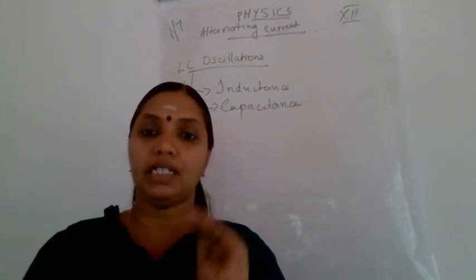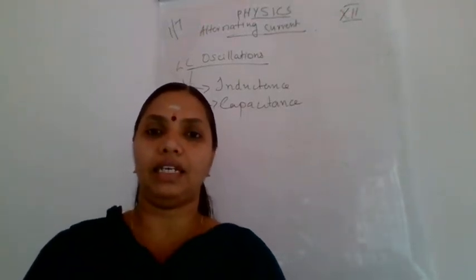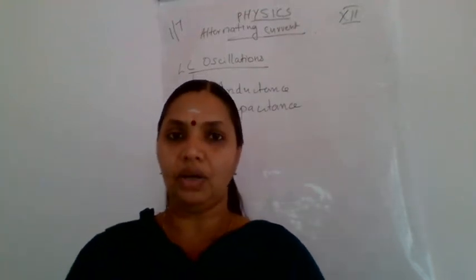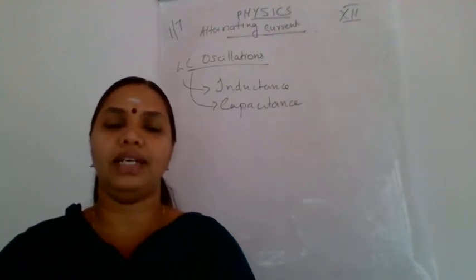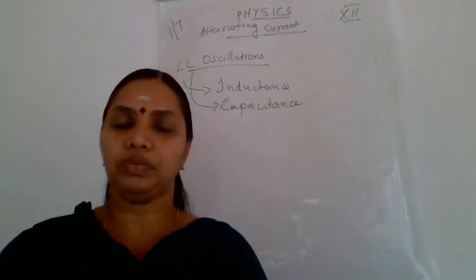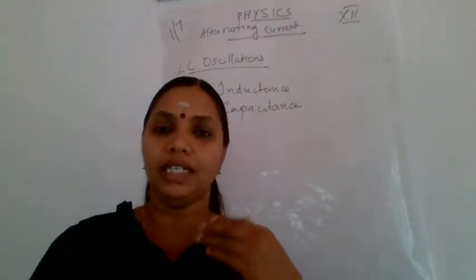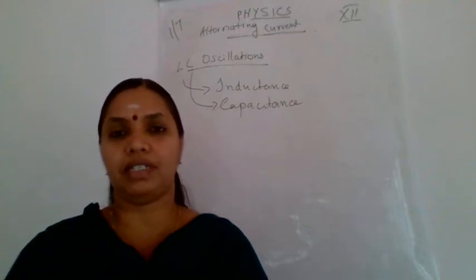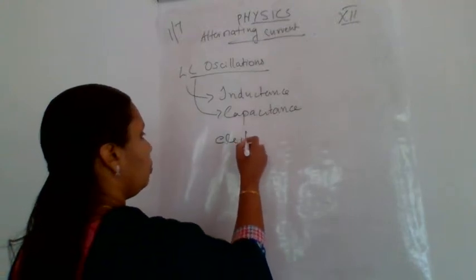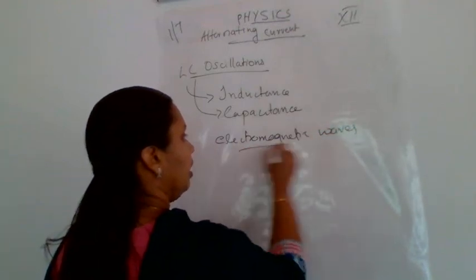The capacitor is fully charged and it is connected across an ideal inductor of negligible resistance. It produces electrical oscillations, and that electrical oscillation has constant amplitude or frequency, and it will be undamped also. Such oscillations are known as LC oscillation, or it is the electromagnetic waves. Electromagnetic waves.